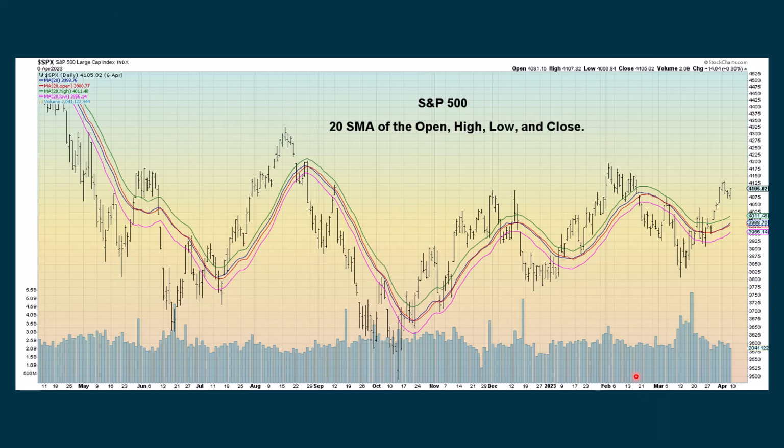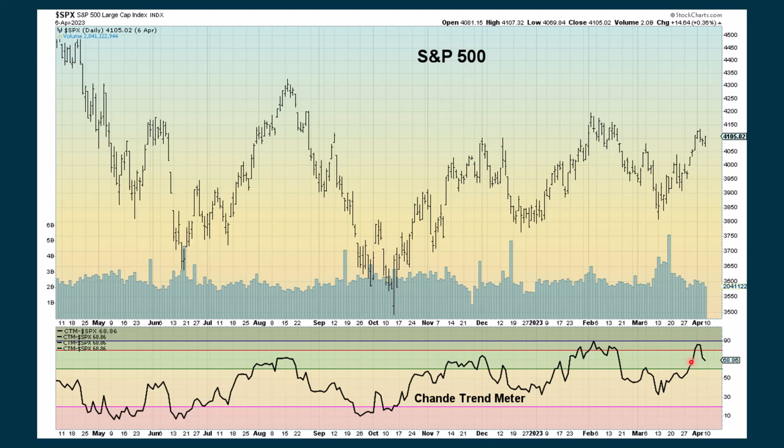Also, this chart is a 20-period simple moving average of the open, high, low, and close. Sometimes when we're moving up and we fall back, one of these lines may act as support. When we're going down and then bouncing back up, one of these lines may act as resistance. The Sean trend meter, after giving us a pretty extreme reading, has now fallen back and is no longer extreme. Even though it's declining, it's still positive overall.